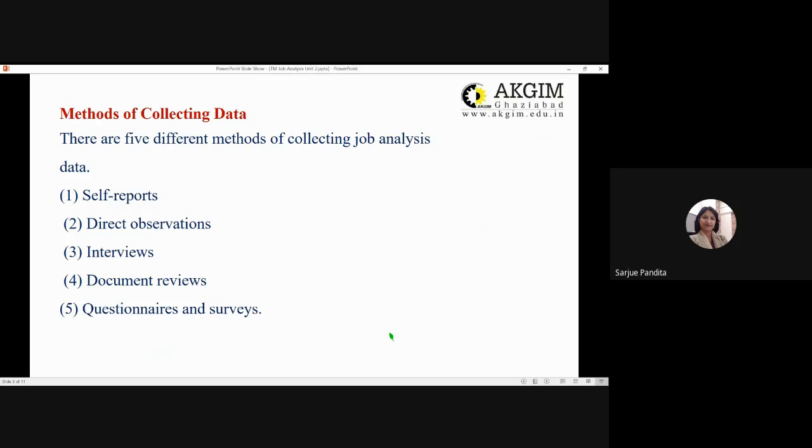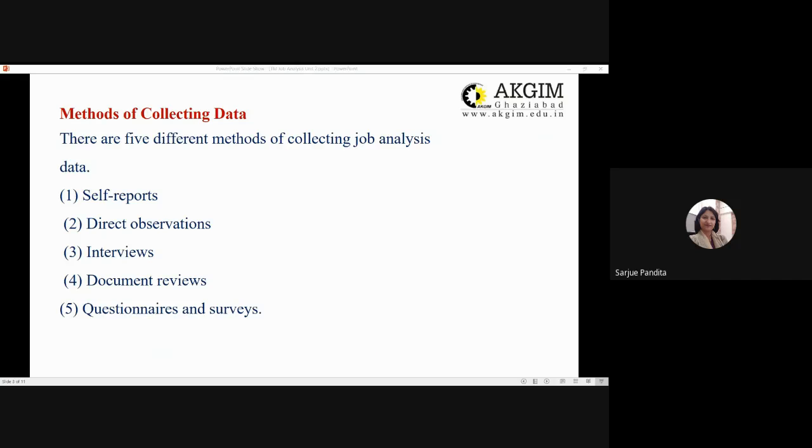Now, there are certain methods for collecting data. The information which is required for job analysis involves collection of data through various methods. Now, there are various methods for collecting data for job analysis. So, first is self-report. So, what is self-report?